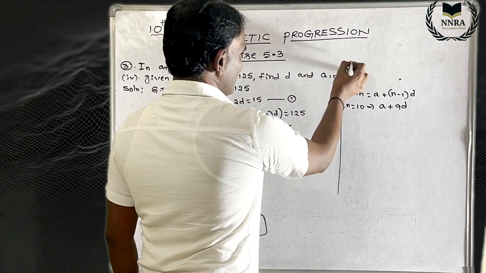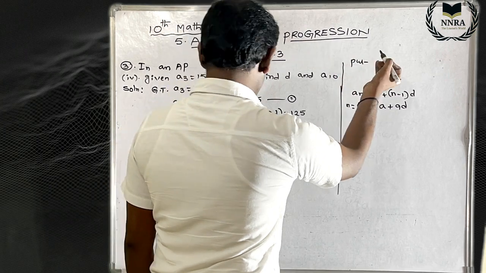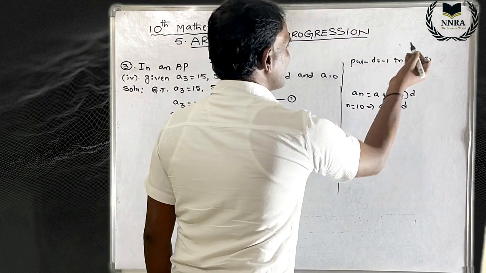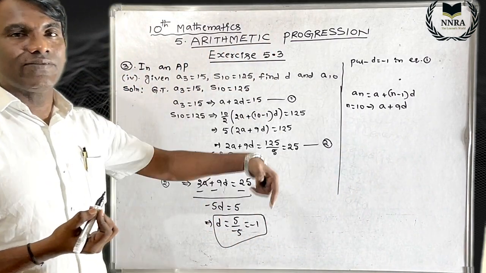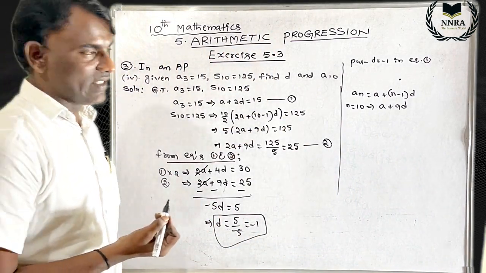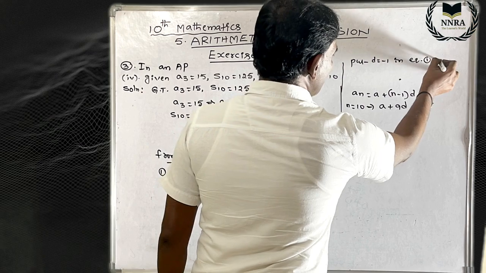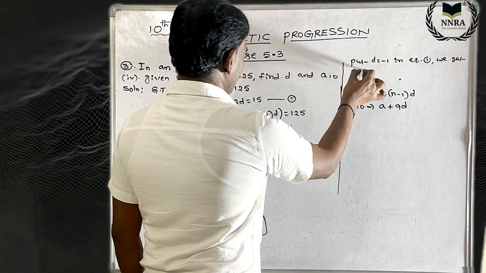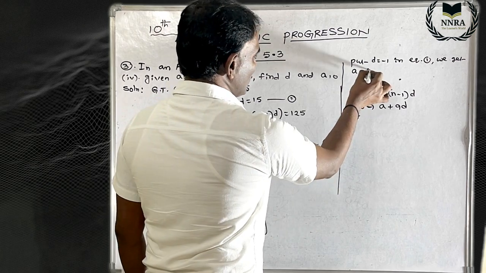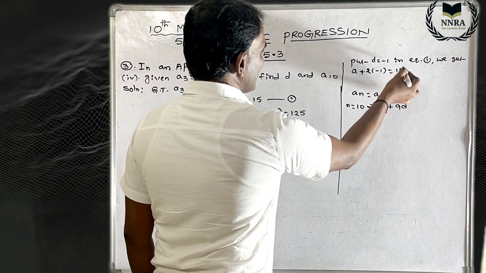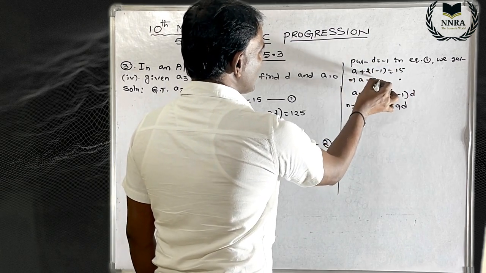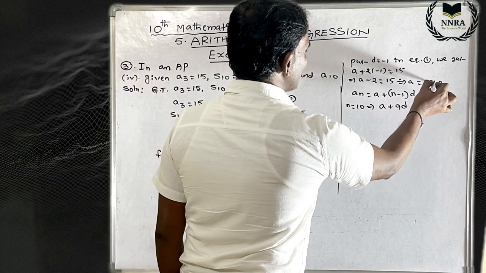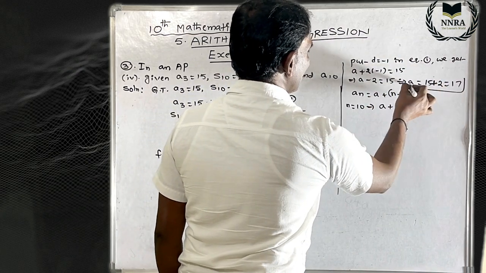So put d equal to minus 1 in equation number 1. Not only in equation 1, if you want to substitute in second equation, you can substitute, okay? We get a plus 2d, so 2 into minus 1 equal to 15. Then a minus 2 equal to 15. Now a equal to 15 plus 2 equal to 17.